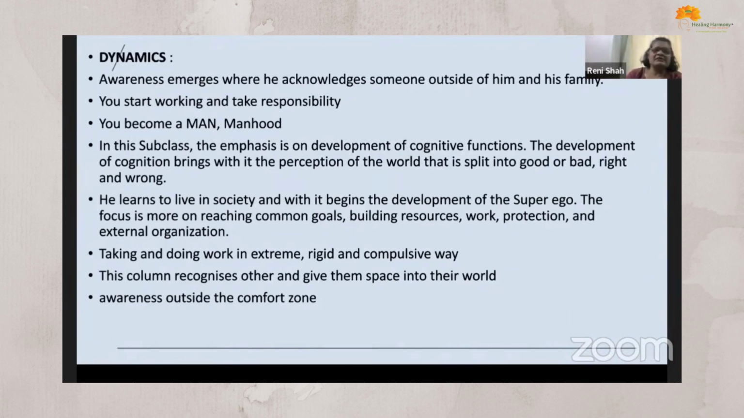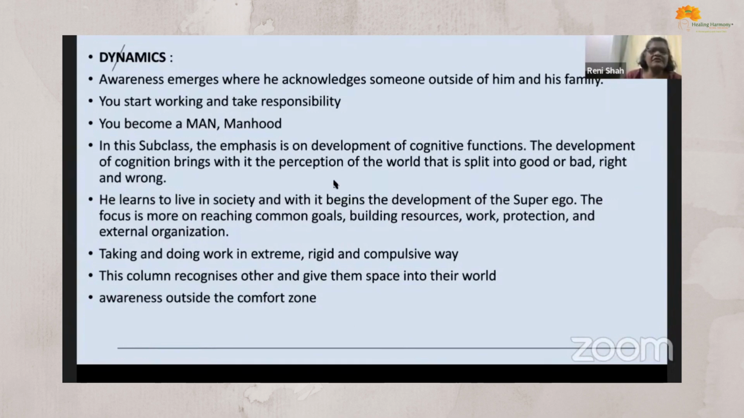So what is the dynamics? How do we understand this subclass a little more? Awareness emerges where he acknowledges someone outside of him and his family. The child starts going out. They start working. They start taking responsibilities. This patient was working before marriage, and after marriage as well; as soon as she got separated, she started working again. She started taking up the responsibility, and then the loss in the business really gave her a blow, and she started working from morning to night. She does tuitions now.